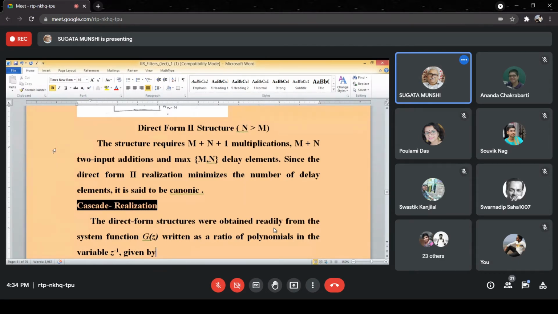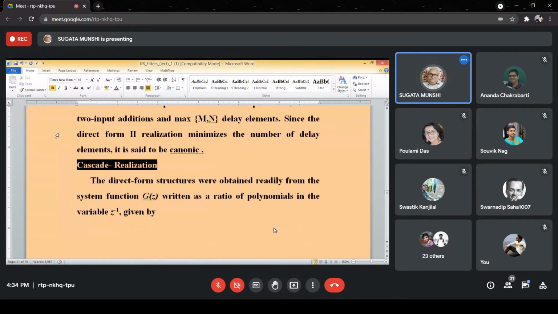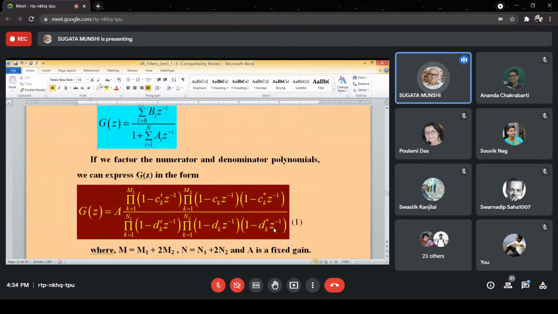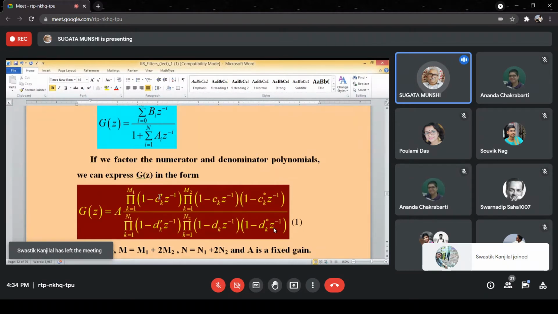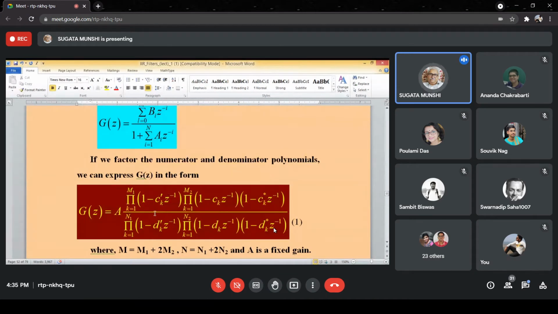In the general case, how will the factorized form of this G(z) look like? If you factorize the numerator and denominator polynomials, equation 1 that you get gives the most general distribution of zeros and poles. See here, what are referred to as C_k prime and D_k prime. C_k prime, they are the first order factors, 1 minus C_k prime, where C_k prime is a real number. They represent real zeros. The first order factors, 1 minus D_k prime, where D_k prime is a real number, represent real poles. So first order factors with real coefficients represent either real zeros or poles, depending on where this factor is lying, either in the numerator or denominator.